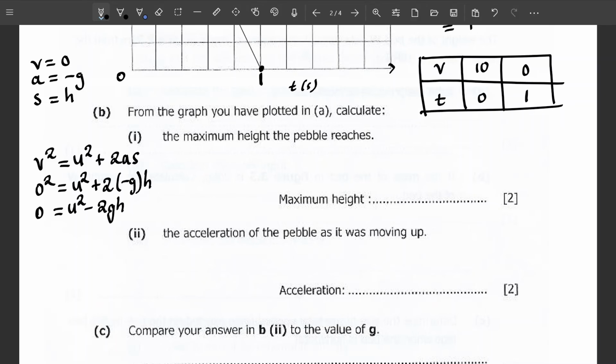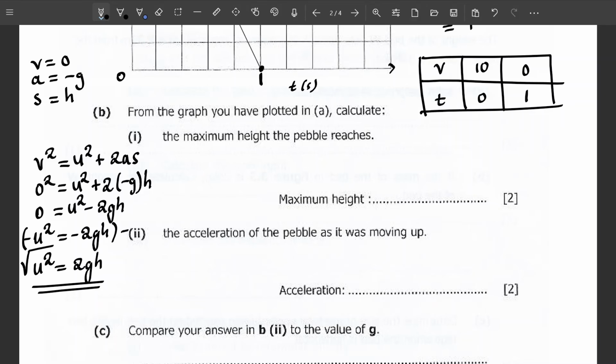So we make u the subject of the formula, it will be like u squared is equal to negative 2gh. We multiply by negative both sides to get rid of that negative. We get u squared is equal to 2gh. So this becomes the formula as it is.